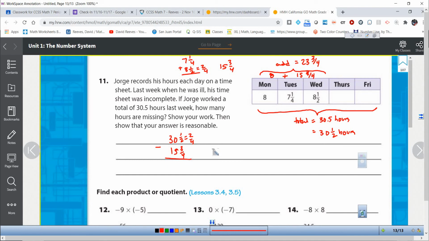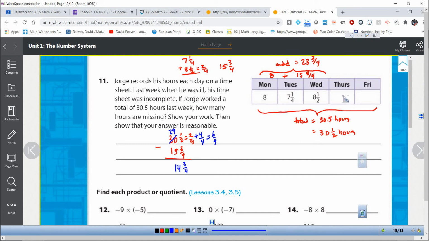Alrighty. Well, there's a couple different ways we can do it. The traditional way would be to borrow, right? We'd say, okay, I can't take 3 from 2, even though we know we can with negatives, right? So I'm going to make this 29, and then I'm going to add 4/4 because that's what 1 whole would be, right? And I get 6/4. So then 6/4 takes away 3/4 is 3/4, and then 29 take away 15 is going to be 14.